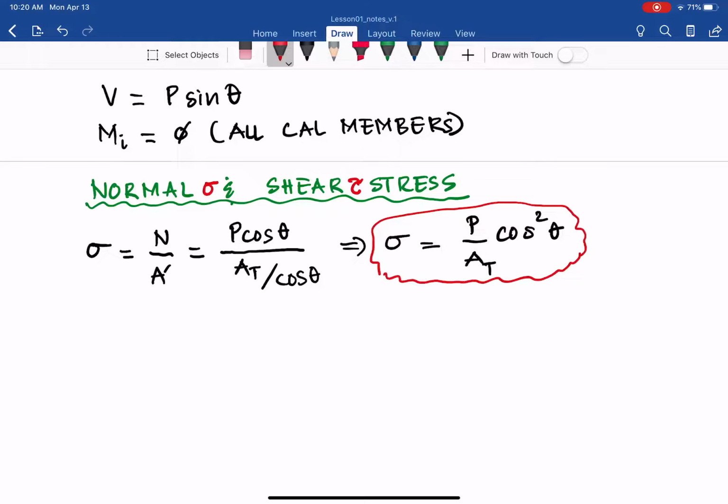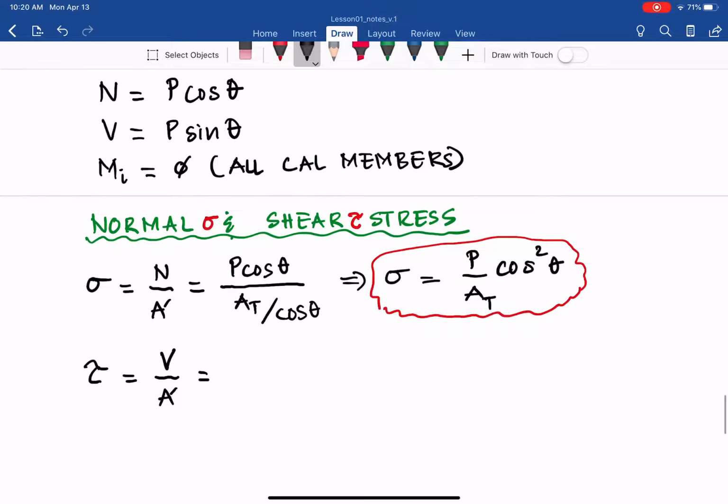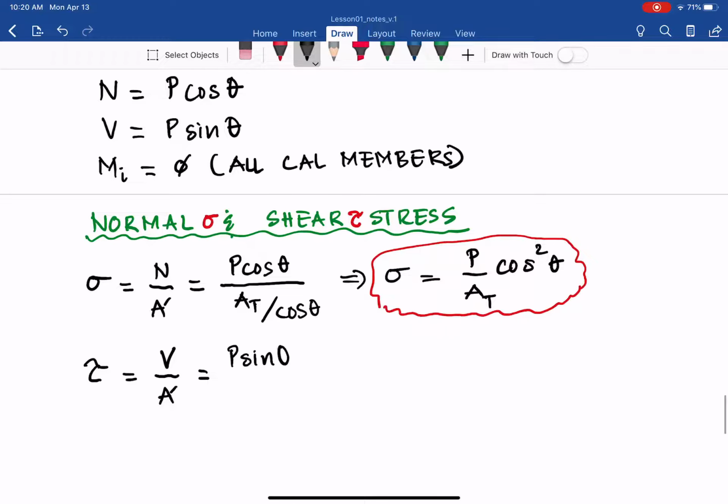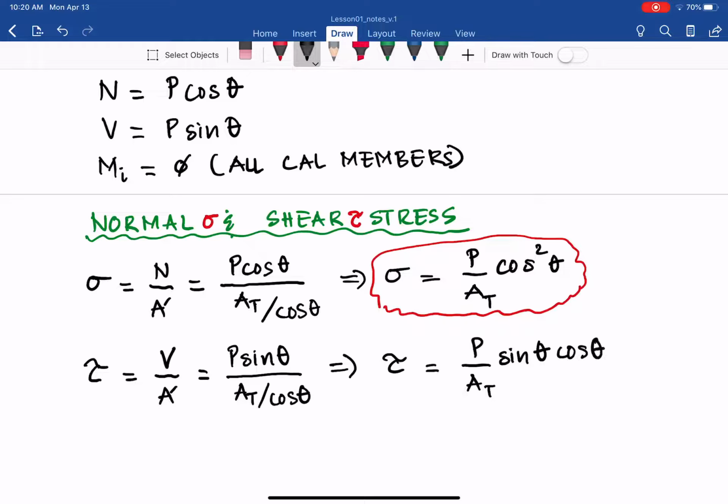And similarly, we can have an equation for the shear stress tau for this cut. It equals the shear force divided by the area A prime, and plugging in V equal to P sine theta: P sine theta divided by A prime, the transverse area divided by cosine theta. So from that, we can have tau equal to P over AT sine theta cosine theta. So let's box that one.